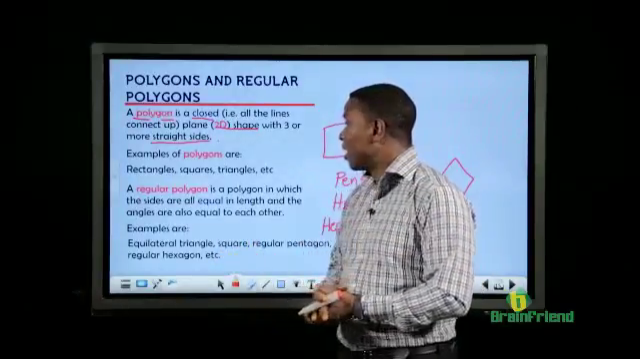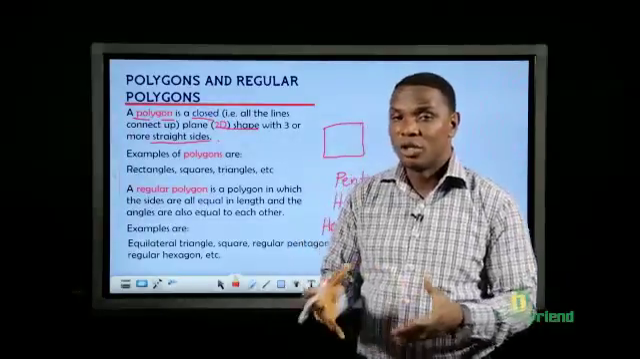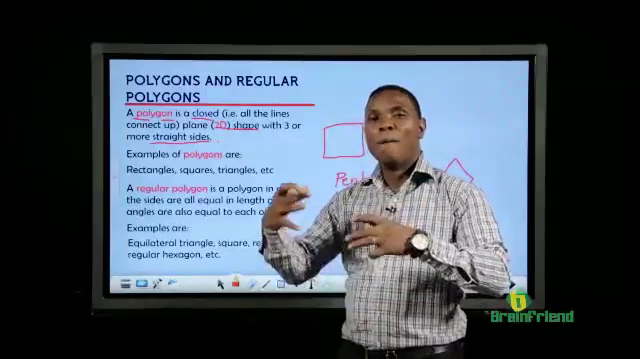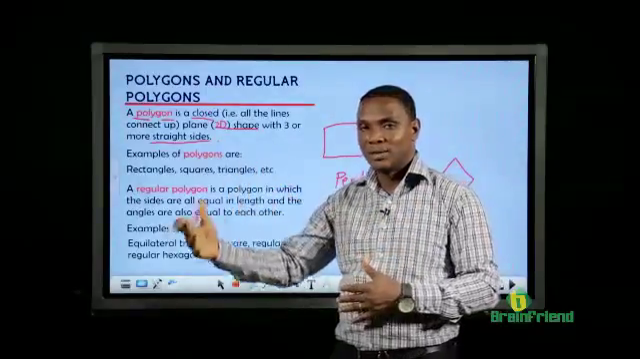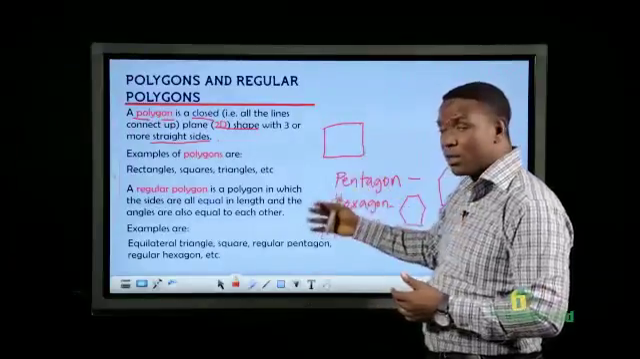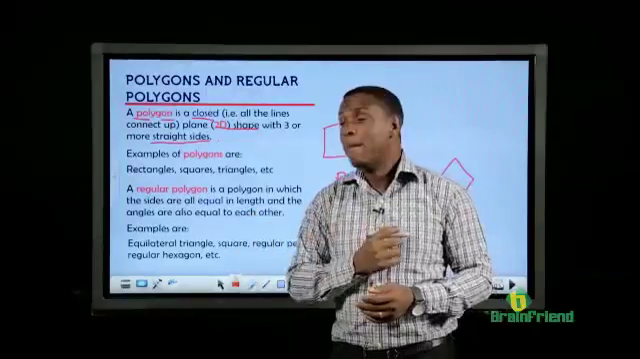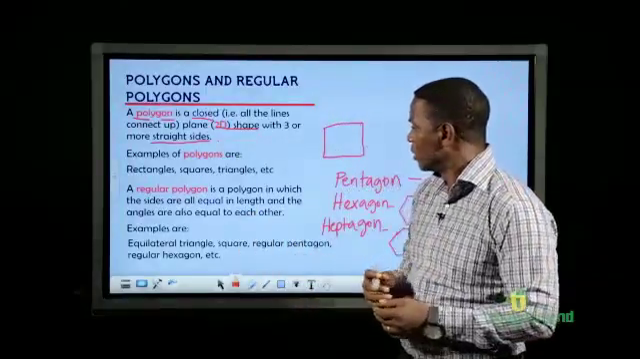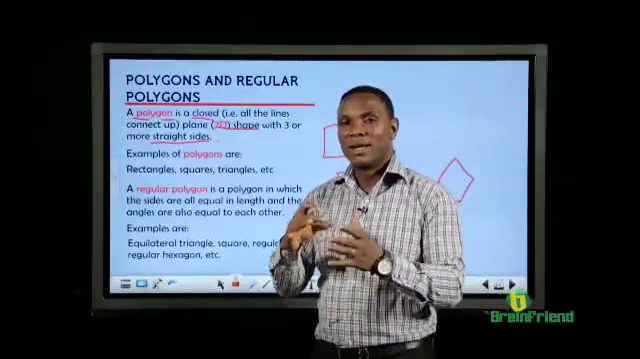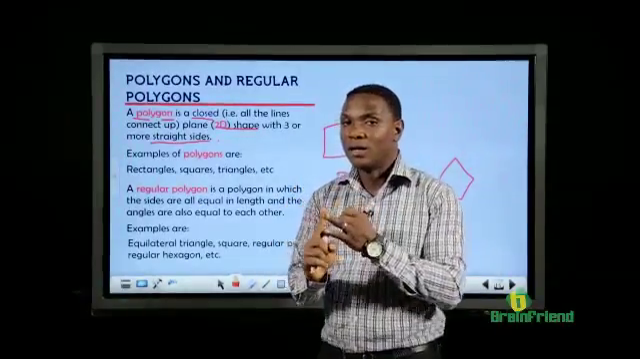All of these shapes are polygons, because we said a polygon is a shape that is 2-dimensional. It has 3 or more straight lines. So as long as our lines are straight, and even if they are 3 upwards, they are considered to be what? Polygons. Now, a polygon can also be classified as regular or irregular.